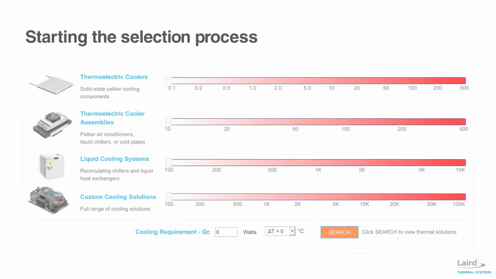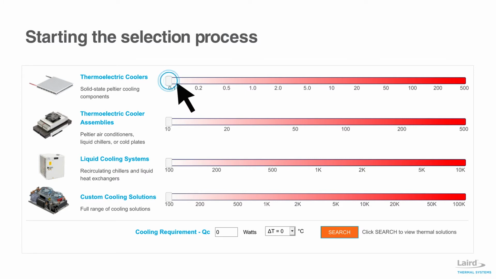If you know your heat load or desired cooling requirement, you can use the QC slider. This has two major outputs: the actual cooling capacity required, QC, and the temperature differential, delta T. Delta T is the temperature difference obtained across the thermoelectric device. In this example, we will estimate a QC requirement of 150 watts with a delta T of 0 degrees C. Now hit search and the results will appear below.